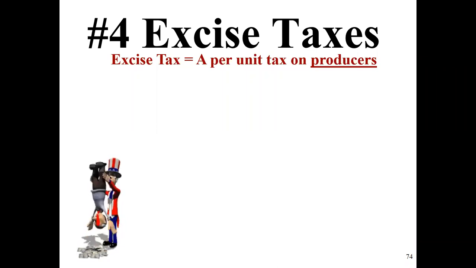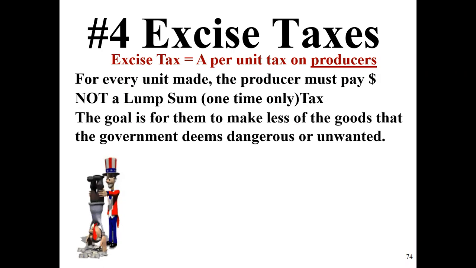An excise tax. You need to know it's a per unit tax on the producer. If they say excise tax, you can't say, Mr. Breslow, who's the tax on? That's something you need to know. So I'll have an example. It's for every unit made. Now, a lump sum tax would be like they're just charging McDonald's $50,000. Doesn't matter how many hamburgers they sell, just straight 50,000.